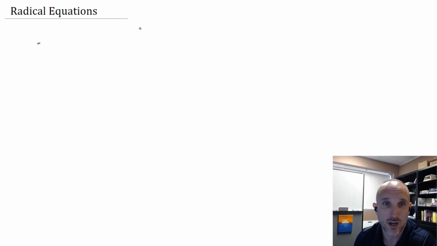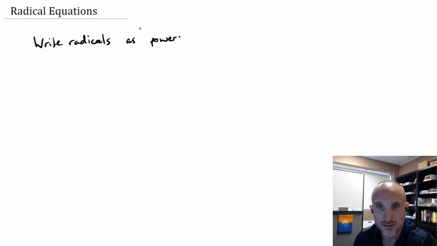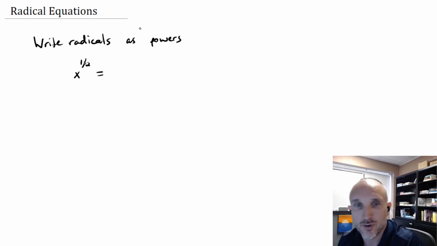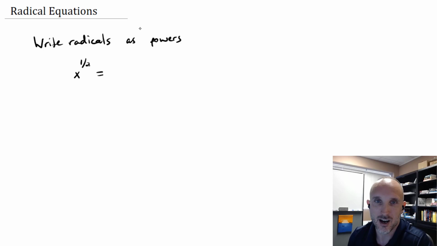First, I want to remind you how to write radicals as powers. So if you have x or anything to the 1/2 power, the fraction in the exponent tells us two things. The denominator tells us what root we're looking at. So this means a second root of x. And the numerator tells us what power we're raising that to. So the second root of x raised to the first power.